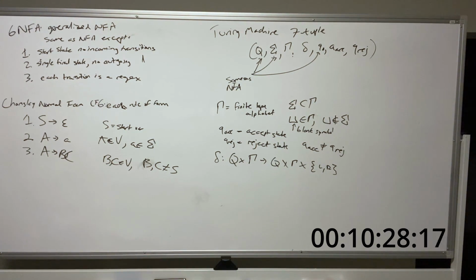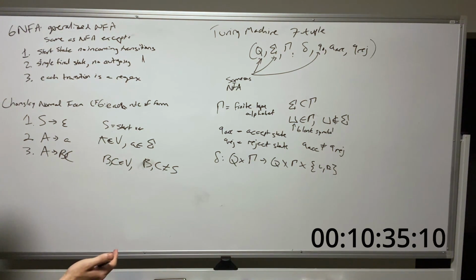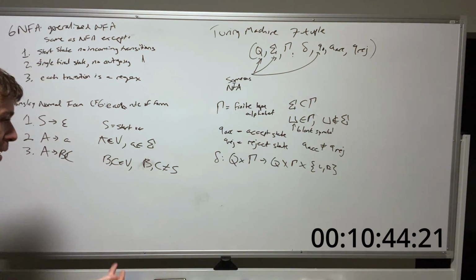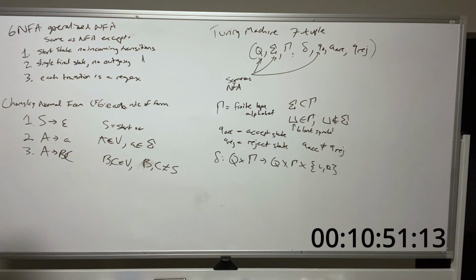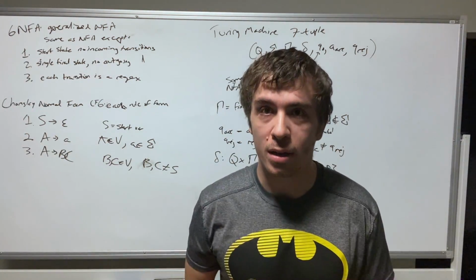Let's see, what else do we have? NFA to DFA doesn't need it. Product construction doesn't need it. I can't think of any other. CFG to PDA doesn't need it. PDA to CFG doesn't need it. Turing machine conversions don't need it. Encodings don't need it. And then I think those are all the objects or the forms in which we put things in. All right, so let's see.